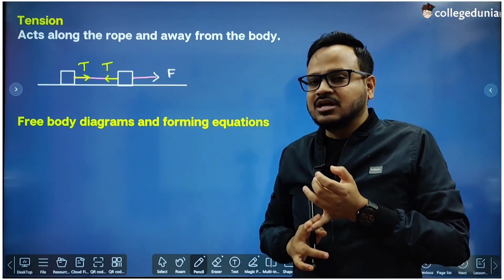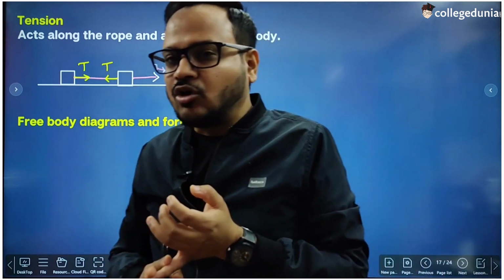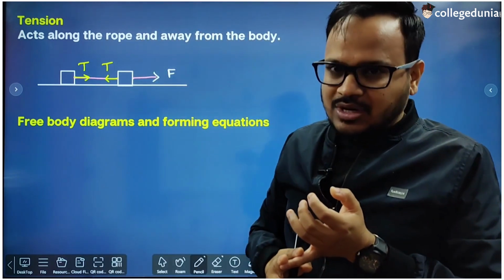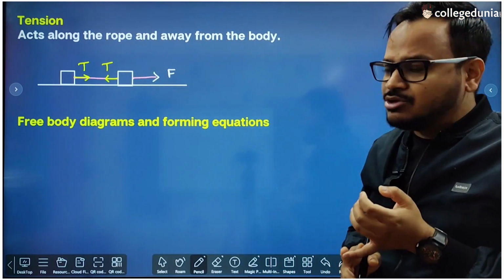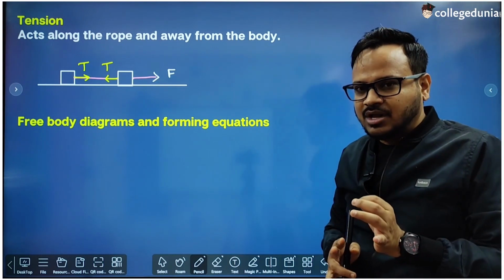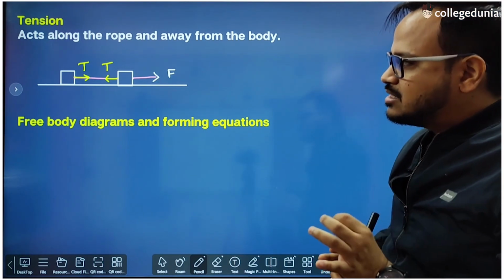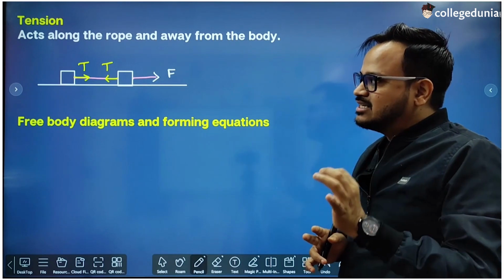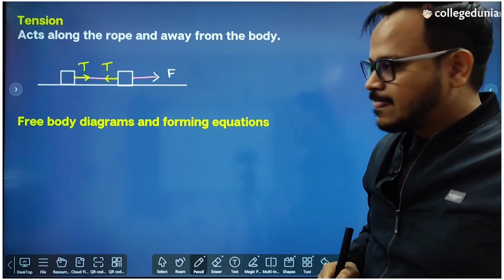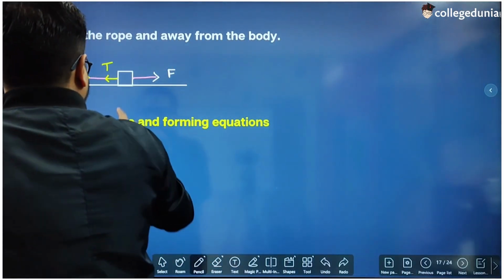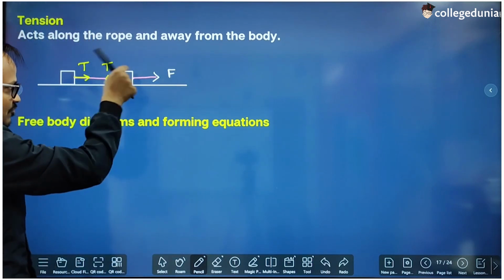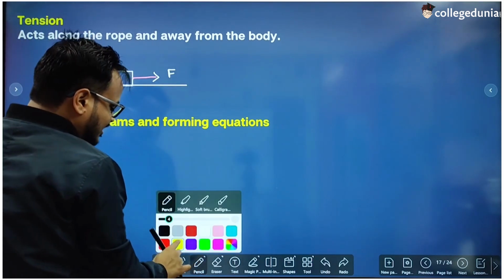And what happens if there is some mass of the rope? We are not going to get those questions at school level. Those questions are for JEE only, so we are not going to discuss that concept. We will consider that the rope is massless, and if the rope is massless, the tension at every point is the same, right?